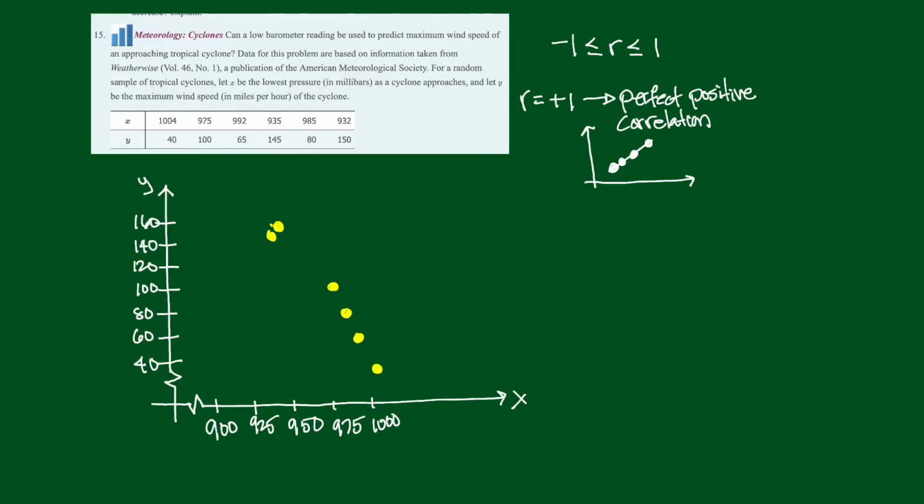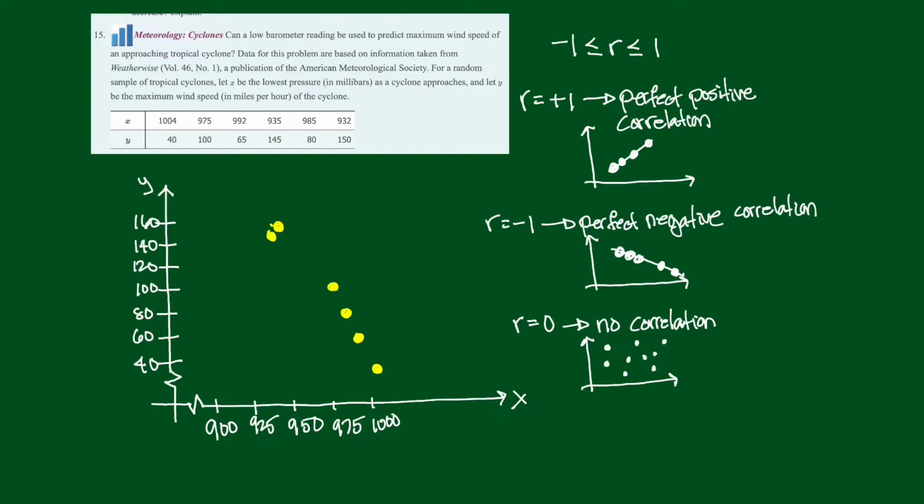When r equals +1, that's called a perfect positive correlation, and all the data points, all your ordered pairs, will line up exactly on a straight line with positive slope. And an r value of -1, that's this extreme, is called perfect negative correlation, and all your data points, all your ordered pairs, will lie perfectly on a straight line with negative slope.